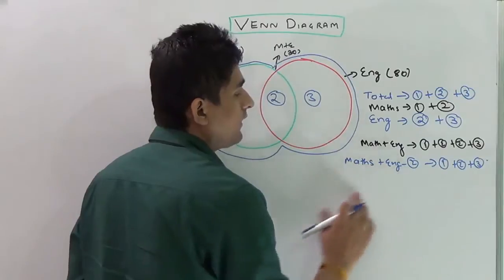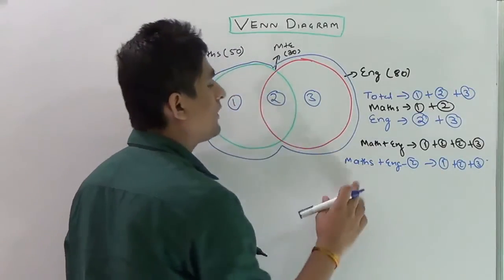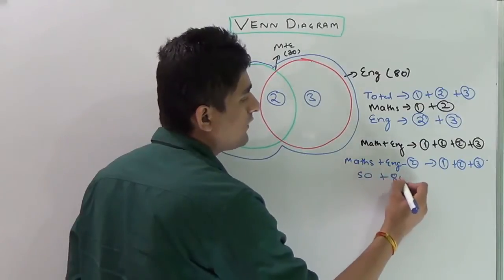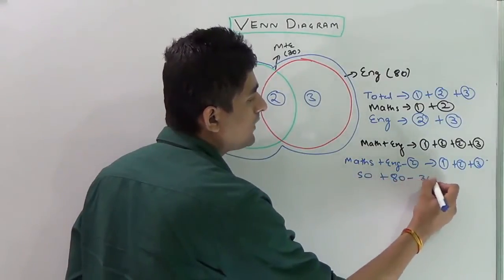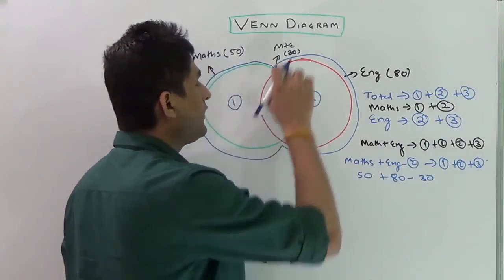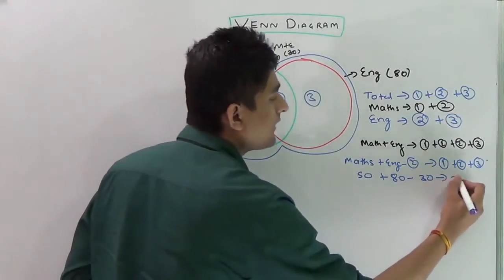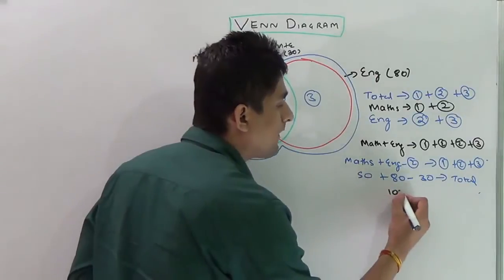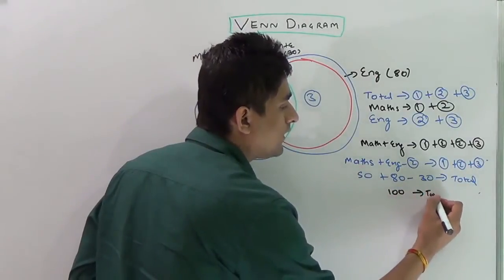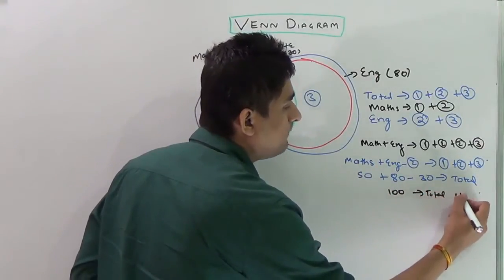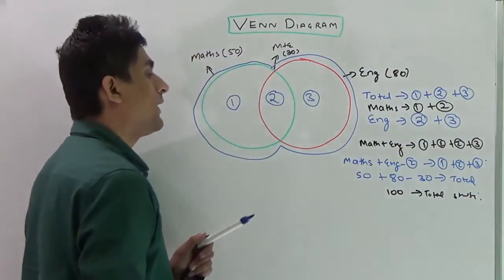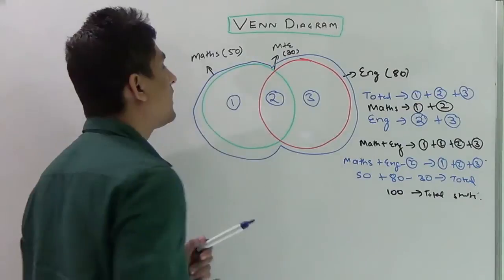And I know the value of maths. I know the number of students who gave the maths exam is 50, the number of students who gave the English exam is 80, and the value of region 2 is 30. From here I get the total number of students who gave the exam, and it will come out to be 100. Total number of students who appeared for the exam is 100.